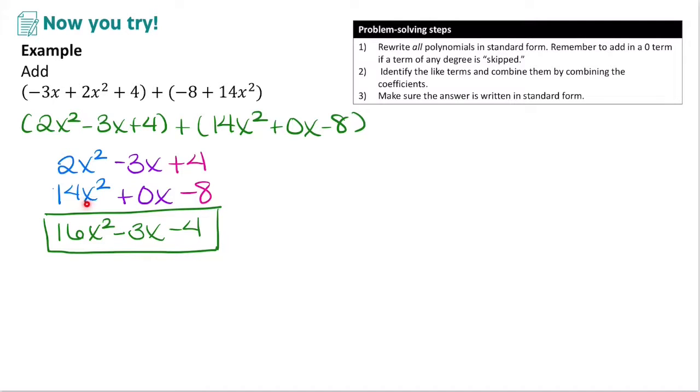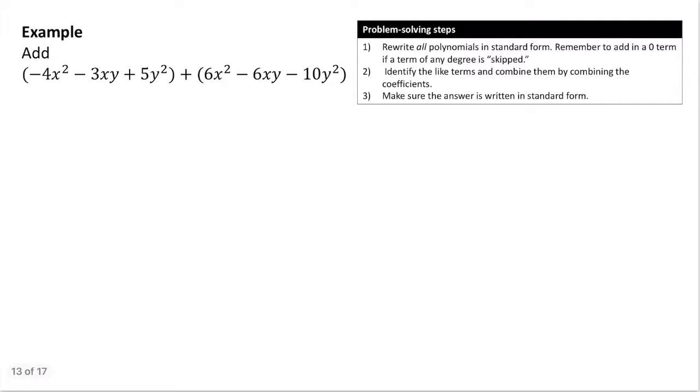And then I lined up my like terms, and so that gave me 2x squared plus 14x squared, so that's 16x squared. Minus 3 plus 0 gives me minus 3x. And then plus 4 minus 8 gives me minus 4. So that is my final answer. All right, so now let's try this one.